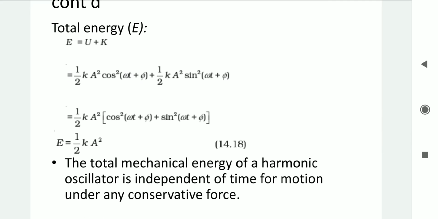So this total mechanical energy of the harmonic oscillator is independent of time for motion under any conservative force. It justifies that at any instant of time, total mechanical energy will remain constant. If potential energy decreases, then by the same amount, kinetic energy increases. And if kinetic energy decreases, then potential energy increases. Ultimately, the total energy value will remain constant.